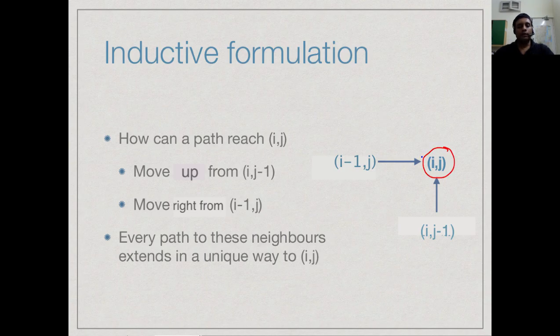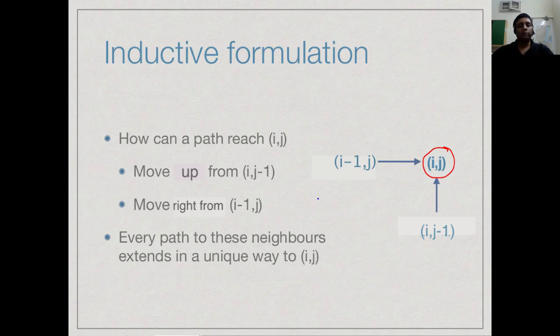So I claim that given our structure, which is that we can go right or we can go up, there are only 2 ways I can come here. I can either come right from the neighbor on my left. So from i,j minus 1, I can make 1 step right and come to i,j. Or from i minus 1,j, I can go up 1 step.